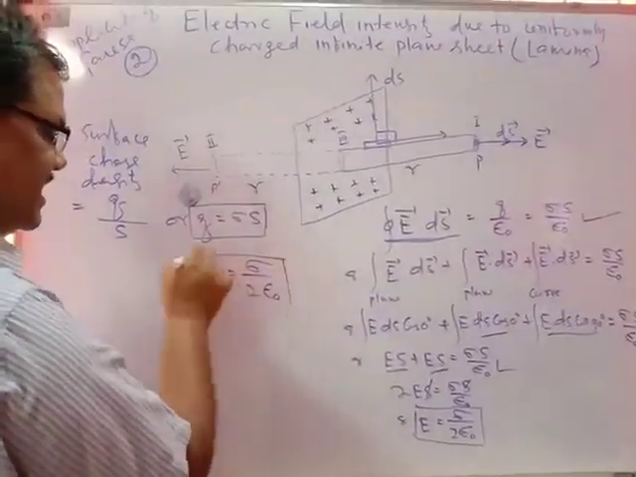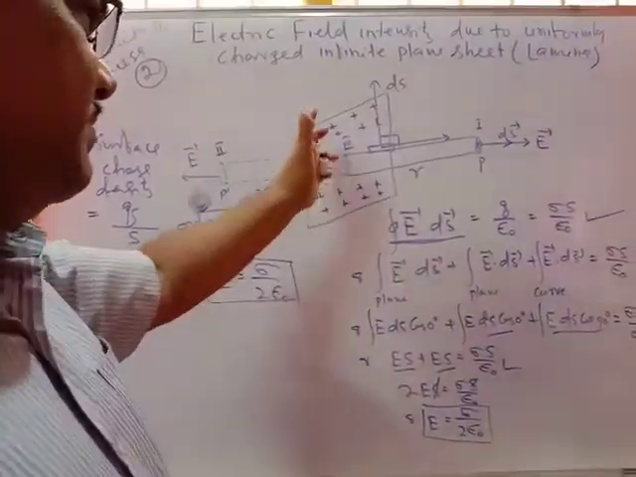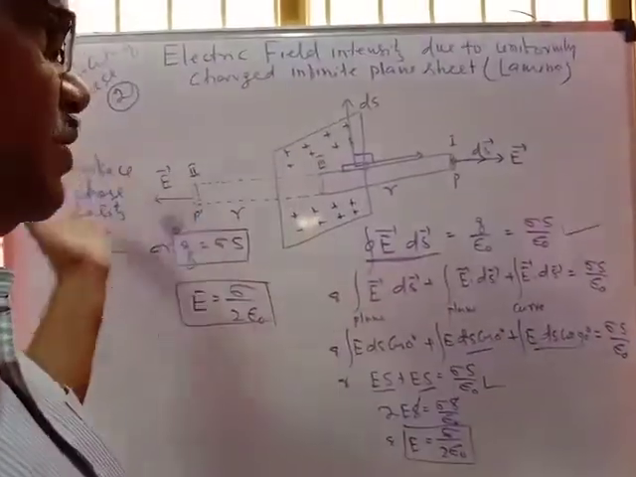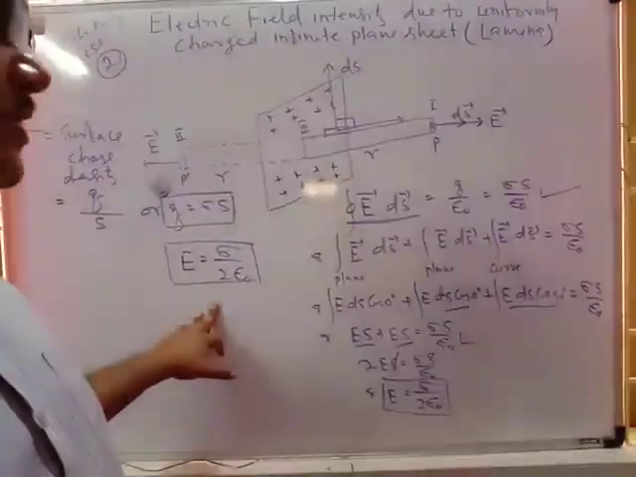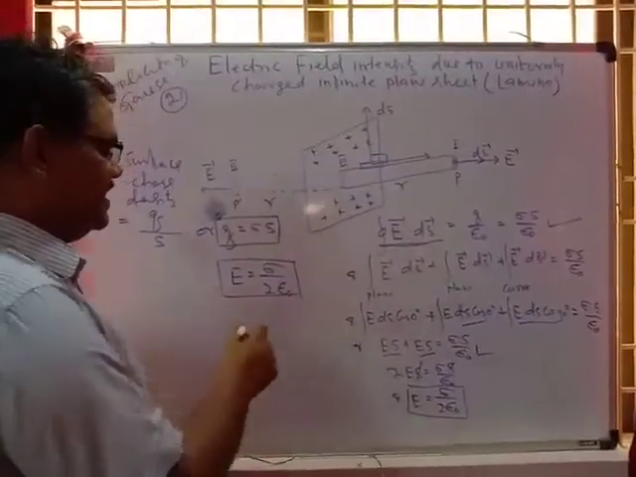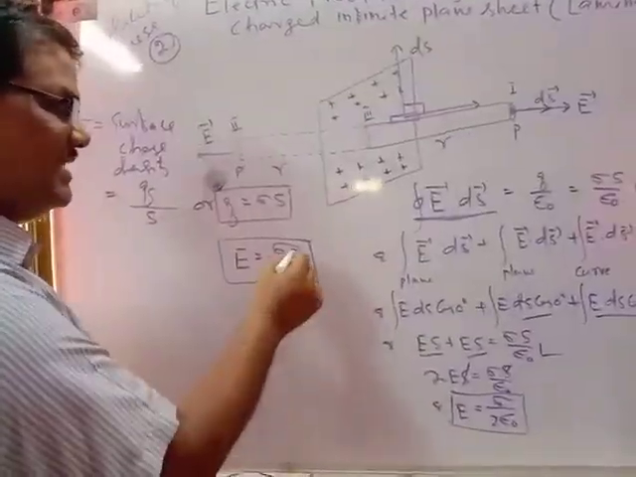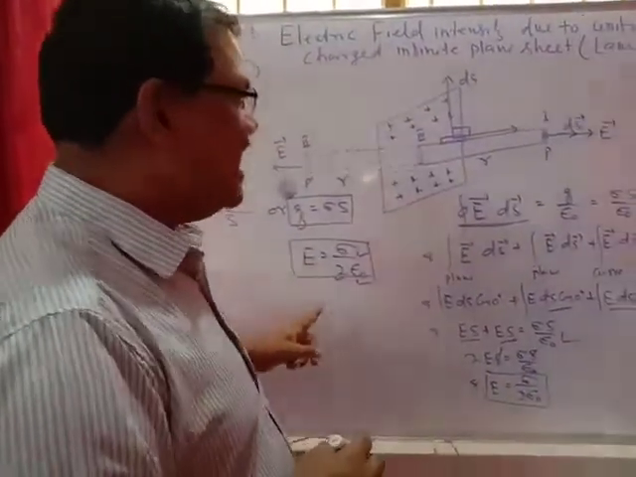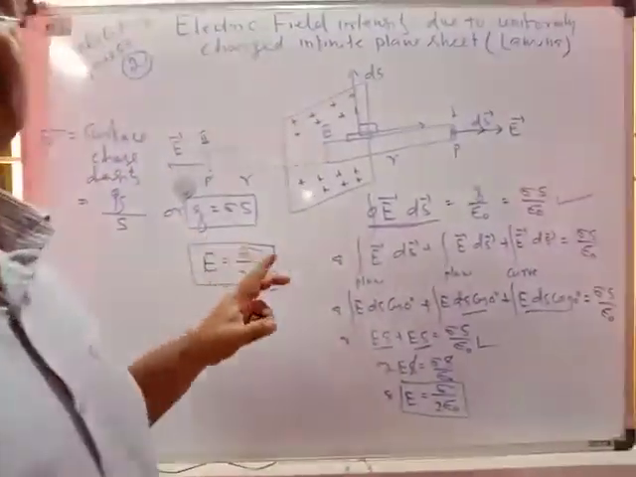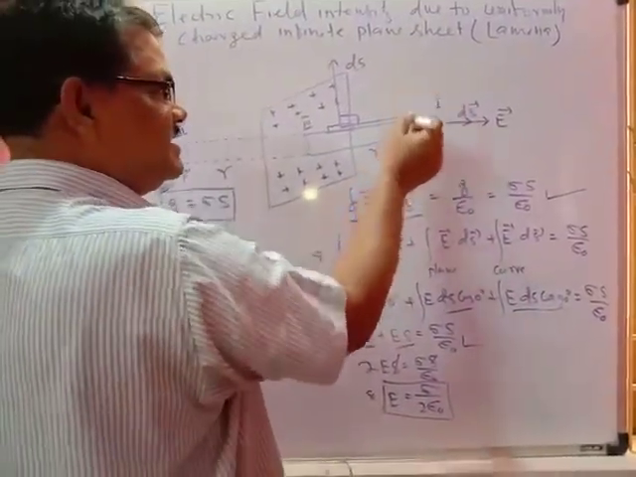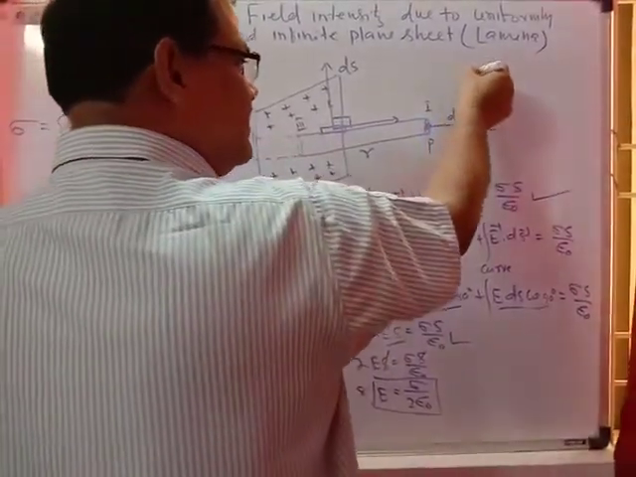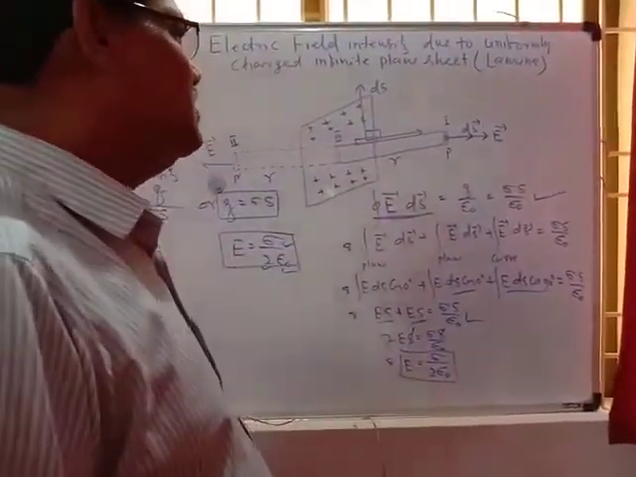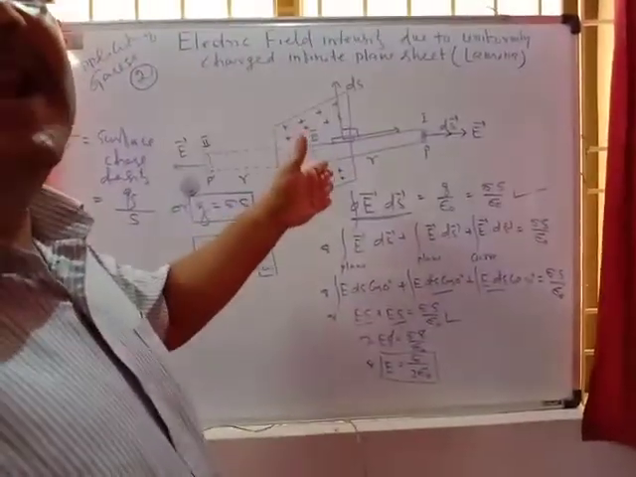The important thing is here: if the plane sheet is here, on one side you find sigma upon 2 epsilon naught, and on the other side also sigma upon 2 epsilon naught. Two is constant, epsilon naught is constant, and sigma, the surface charge density, is also constant. This means at every point you get the same electric field intensity. Everywhere you get the electric field intensity by the same amount, so we get a uniform electric field.